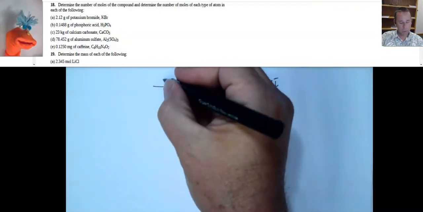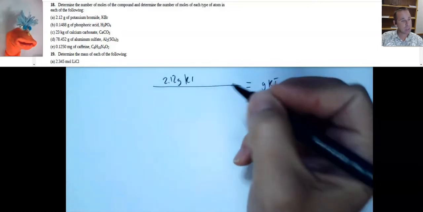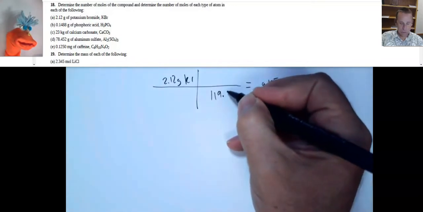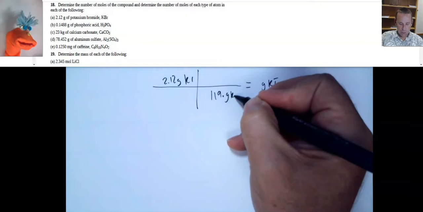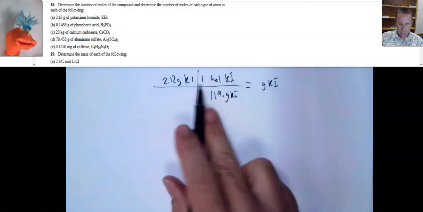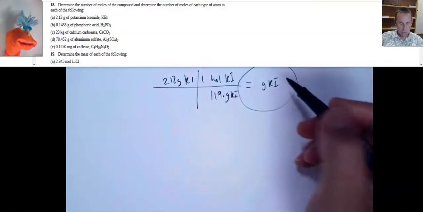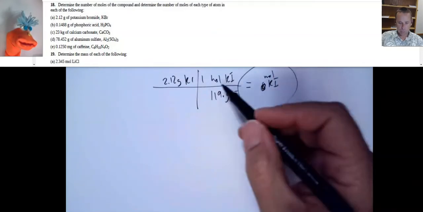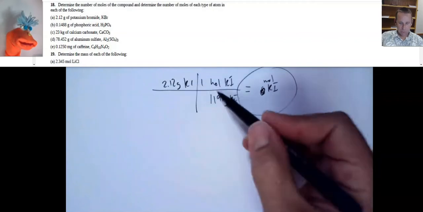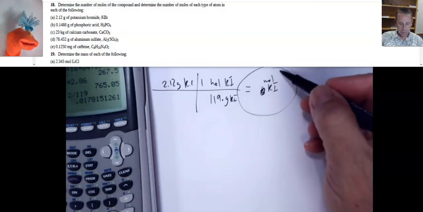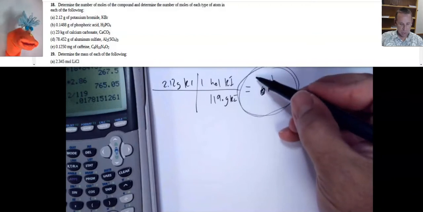So if I have 2.12 grams of potassium bromide, and I need to get to moles, I go 119.0 grams of potassium bromide for every mole of potassium bromide. So that's how I'm going to stay in grams. Oh, no. I don't want grams, I want moles, right? Determine the moles, yeah. So I'm going from grams to moles. So 2.12 divided by 119. And that's how many moles of potassium bromide, 0.0178.